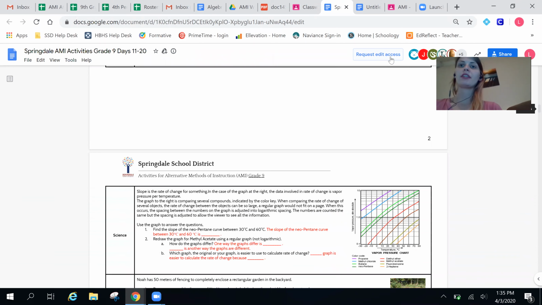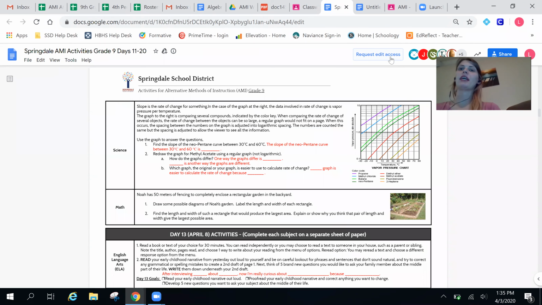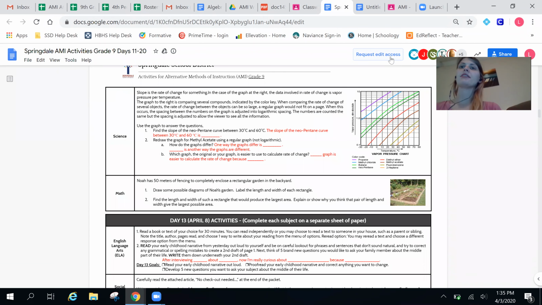I'm going to scroll down to the math and it says right here, Noah has 50 meters of fencing to completely enclose a rectangular garden in the backyard. Draw some possible diagrams of Noah's garden. Label the length and width of each garden. So that's the first part.